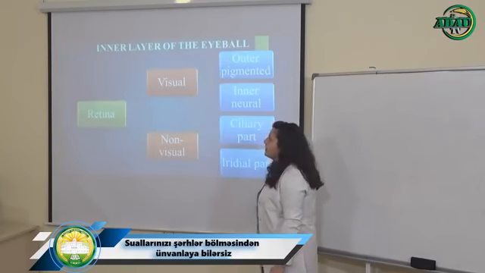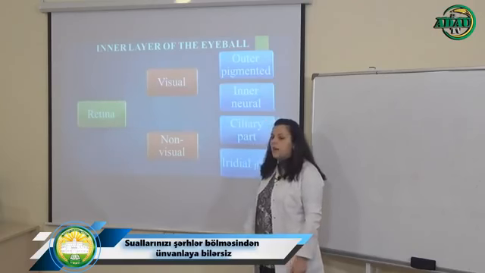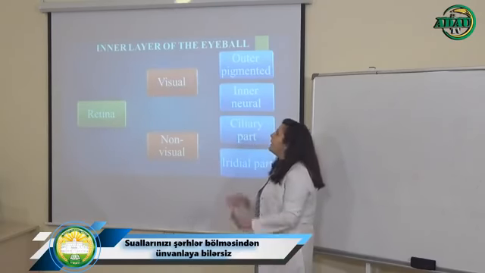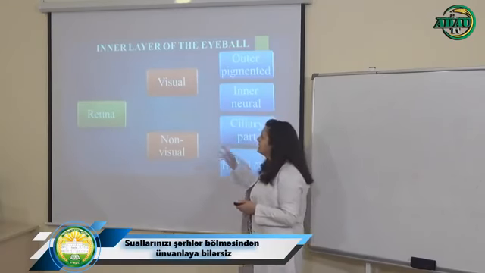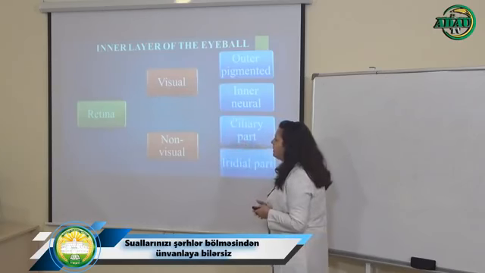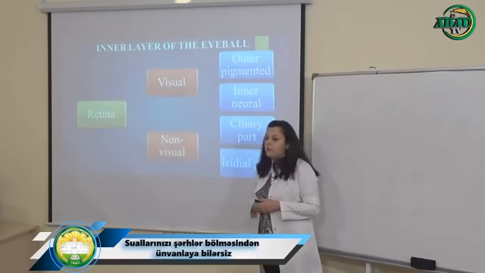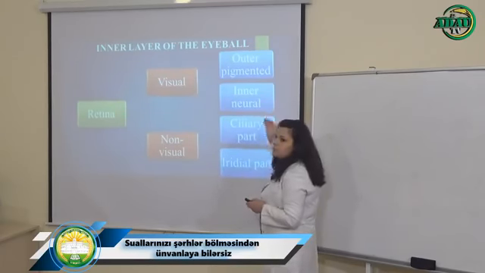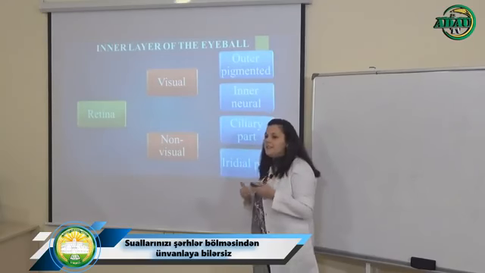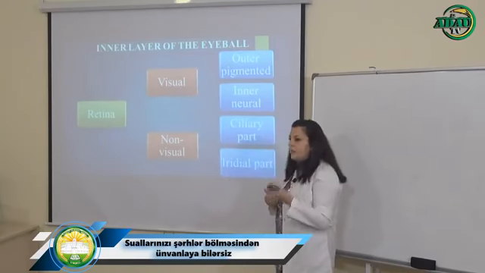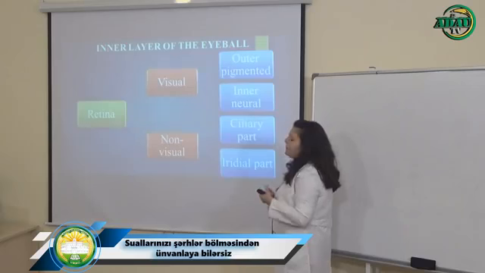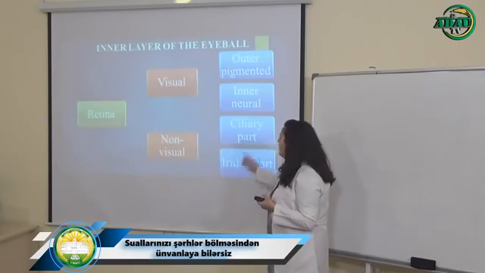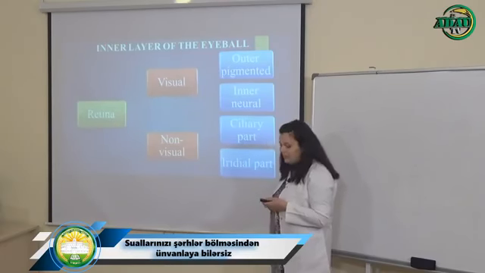The inner layer, the third layer of the eyeball, is called the retina. The retina itself consists of two parts, the visual part of the retina and the non-visual part of the retina. The visual part of the retina consists of the pigmented layer, which is the outer layer, and the internal neural layer. So pigmented outer layer and internal neural layer. The non-visual part consists of the ciliary part and the iridescent part.